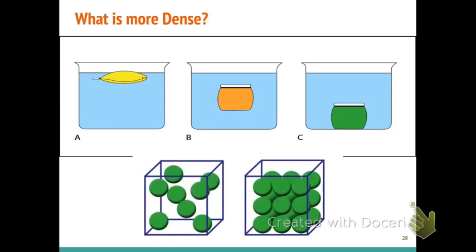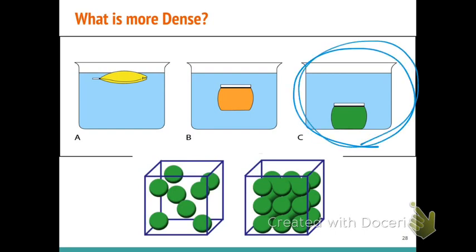Which one would be the most dense? And again, if you're thinking the one on the right, then you are also correct. So yay, good job. Most people probably think the top letter C is the most dense because it sunk to the bottom. A lot of times when we think density, we think about weight, and people will reason that this is the most dense because it did sink to the bottom. And they'll think this one is the most dense because there are more green circles within the box. And that is actually correct for both of those.